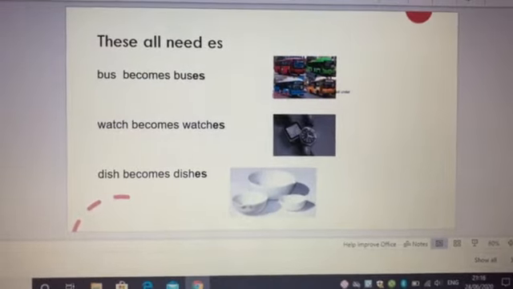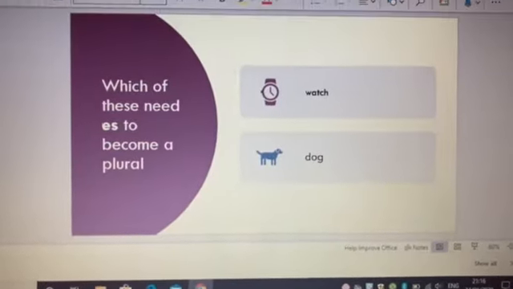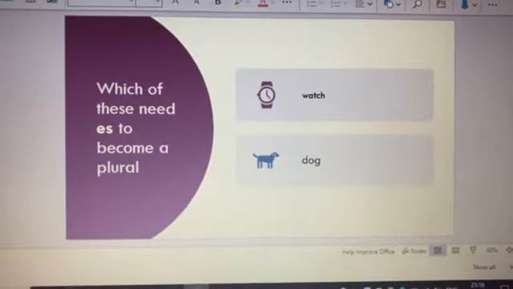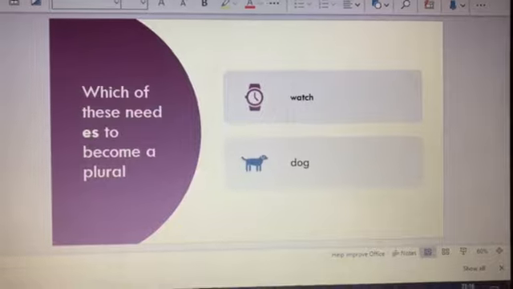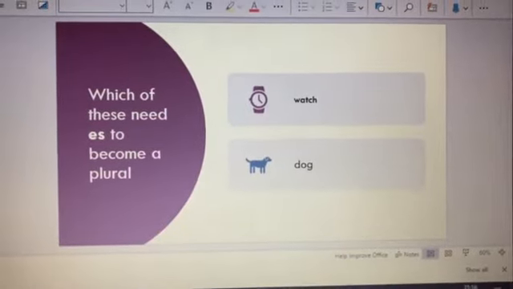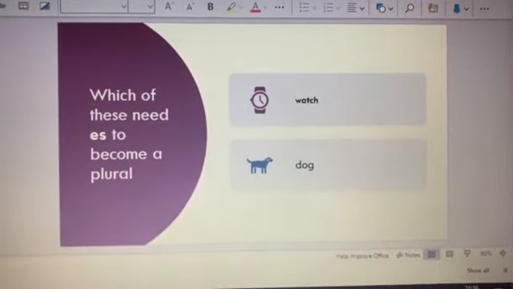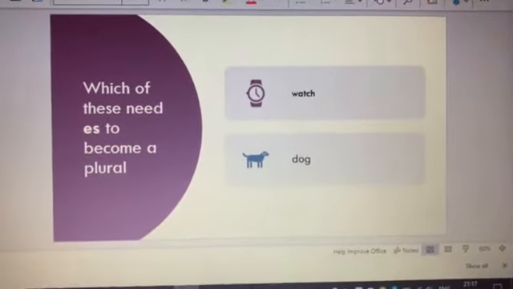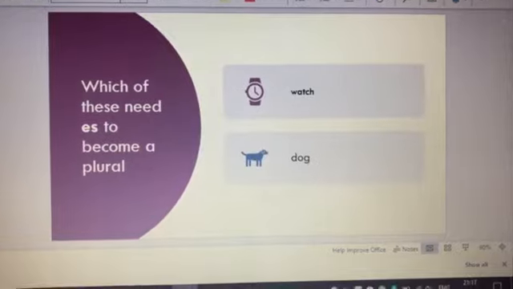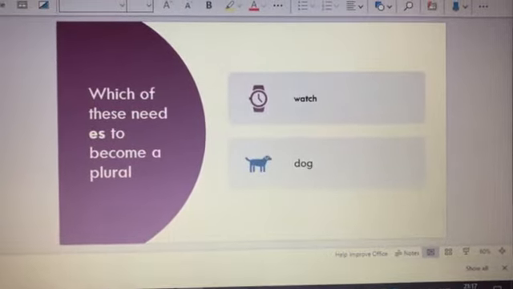See if you can spot which of these ones here need the ES. So, is it watch or dog? Which one needs the ES plural? Point to your screen. You might have to say them to help you. So we're looking for that ES plural. Here we go.